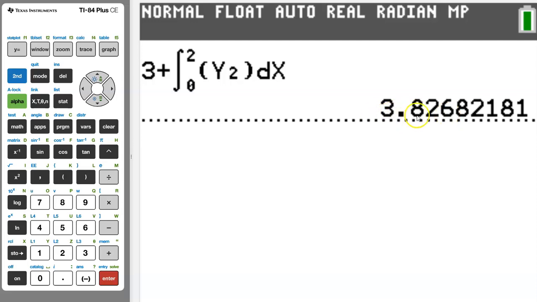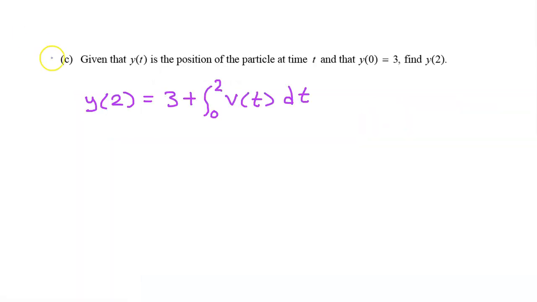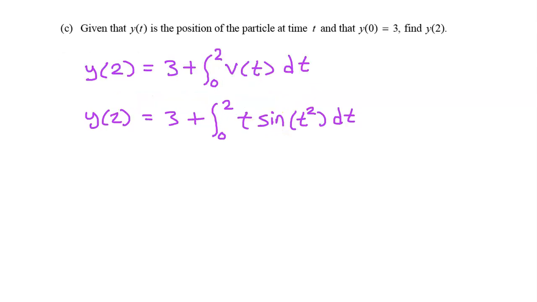3.827 or 3.826. Let me show you how we could do this problem by hand, just in case this shows up on a non-calculator active part of the test. We need to integrate velocity from 0 to 2, but the velocity function is t times sine of t squared. To find the antiderivative, let's do some u substitution. Let's try letting u equal t squared. In that case, u prime will equal 2t.